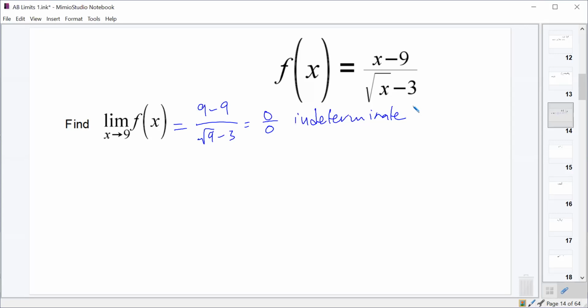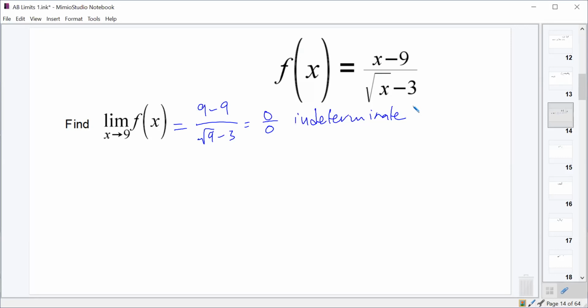Anybody? Any ideas? What's one way that we've dealt with these in the past already? Yesterday? Isn't it a hole or something? Yeah, it does have a hole at x equals 9. That's true. But how are we going to evaluate the limit? We have to find a way to evaluate the limit. Do we square the whole thing and then factor it from there? That's not 100% right, but it's sort of on the right track.